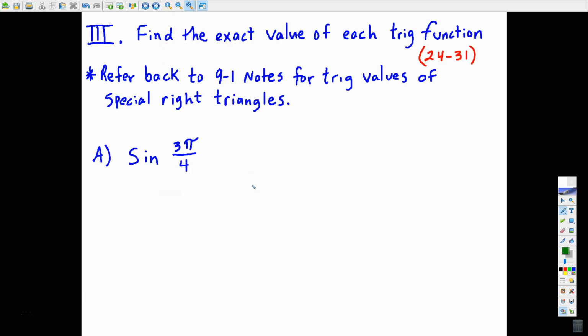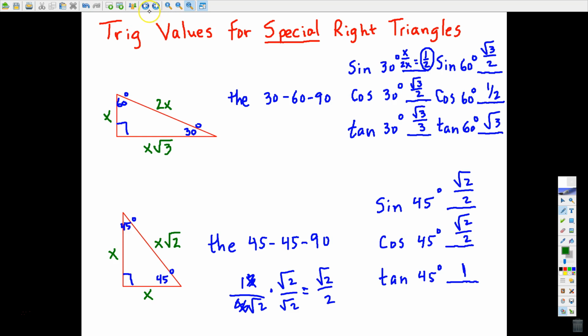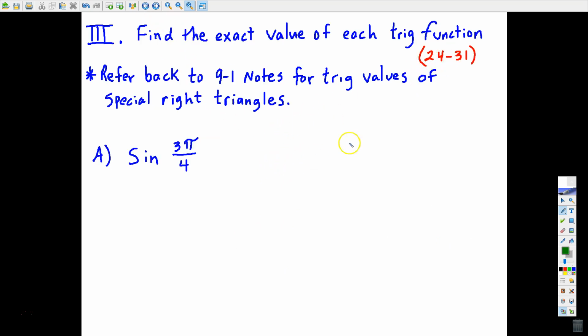Okay, we're moving on to the last type of problem, and this will help you with 24 through 31. I went ahead and made a copy of the notes going back to lesson 9.1, where we talked about the special right triangles and the trig ratios that we can derive from those special right triangles, because they're really going to come in handy. So hopefully you won't have to go back and look at your 9.1 notes. I just copied that page of your notes so that we can use those to come up with these answers pretty quickly.